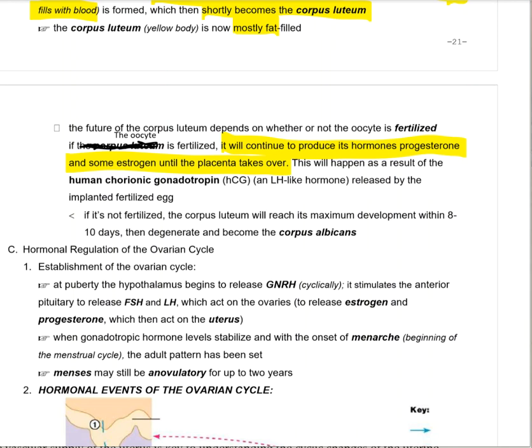This will happen as a result of human chorionic gonadotropin being released by the implanted fertilized egg. Okay, so that means what we're saying there is that this human chorionic gonadotropin is released by the implanted fertilized egg, and that will kind of stimulate and continue the corpus luteum to do its job.